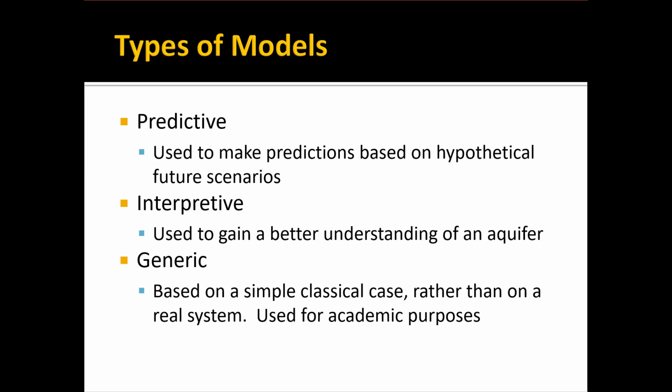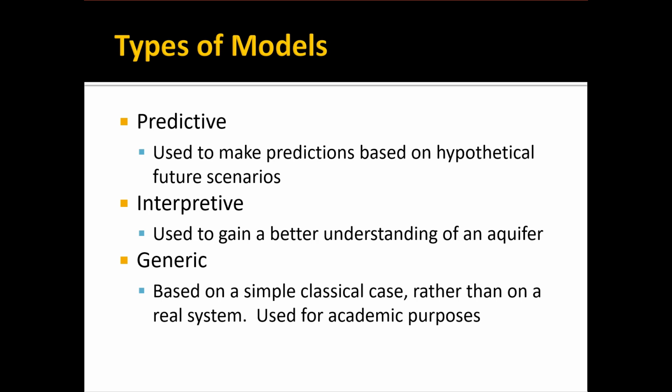Another type is an interpretive model, and some models can be used both for an interpretive and a predictive sense, but an interpretive model is often used to gain a better understanding of an aquifer. And sometimes an interpretive model is what I call a forensic model. You're looking at some event in the past and trying to determine what happened. So these are used a fair amount in litigation. This semester in our groundwater modeling class, we're going to be reviewing the Woburn case in Massachusetts, and we're going to be building a groundwater model to analyze what happened in that case. And so we're not going to make any predictions. We're going to use the model to interpret what happened in the past.